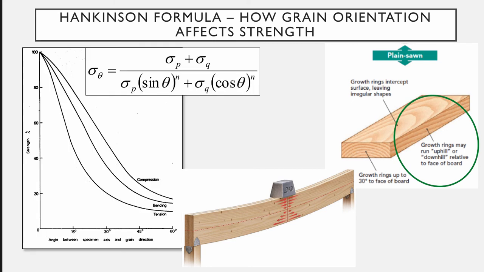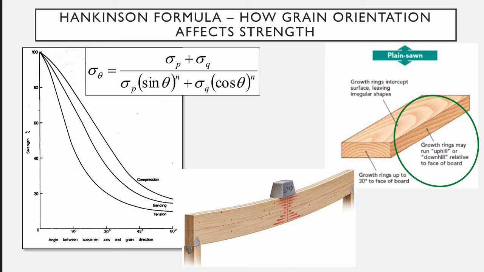Well, Hankinson fortunately gave us this great formula here where we can say, all right, sigma P, which is the strength parallel to the grains, and sigma Q, strength perpendicular to the grains. Whoops, I have that backwards. P is parallel and Q is perpendicular. If we multiply those by the angle by which we are off, having our grains run parallel to the edge cut of the board, we could actually figure out what the reduction in stress is.